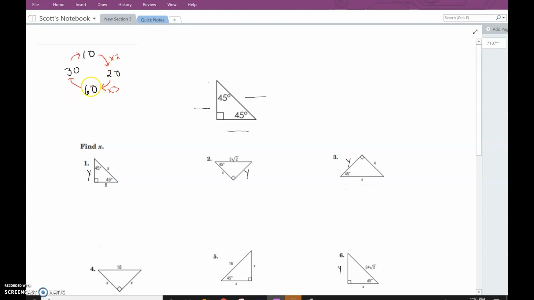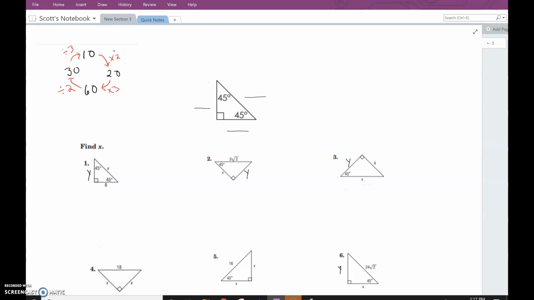Now, if I go 60 to 30, notice the number is getting smaller, so I'm going to divide by 2 to get from 60 to 30. From 30 to 10, I'm going to divide by 3. Now I could go the opposite way as well. 10 to 30, I would multiply by 3. 30 to 60, I would multiply by 2. 60 to 30, I'd divide by 3. So it's kind of doing the inverse operation to go the other way.